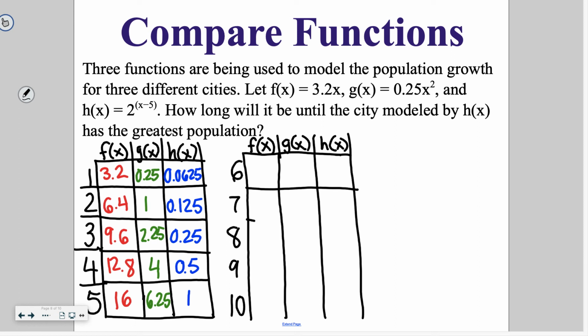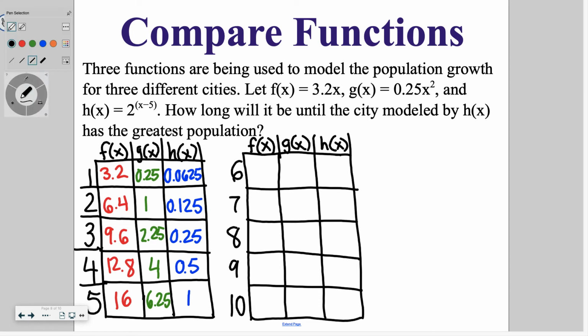Obviously, I on the smartboard don't want to extend my page down so long. If you are making a table and you want it to just keep going down, as opposed to me where I'm making multiple tables going across, that is fine. Again, I recommend plugging into one function at a time. So I'm going to start with that f of x function.